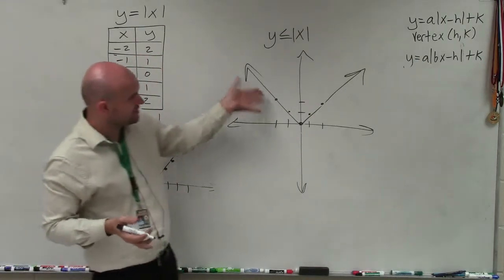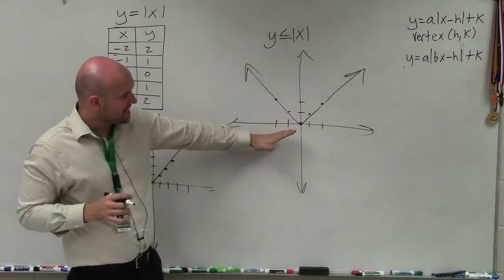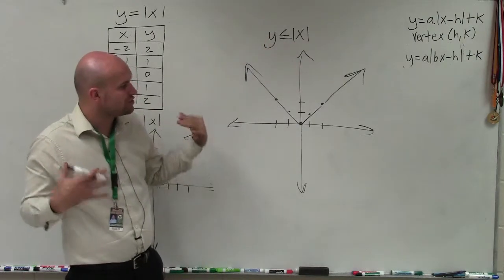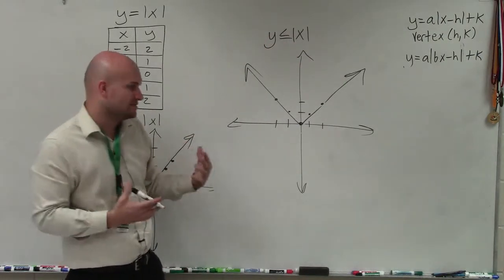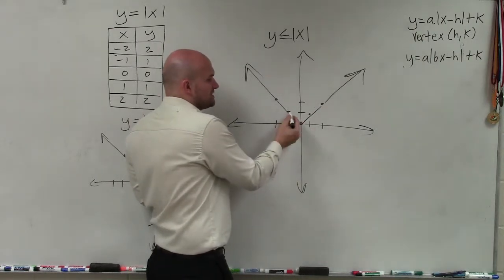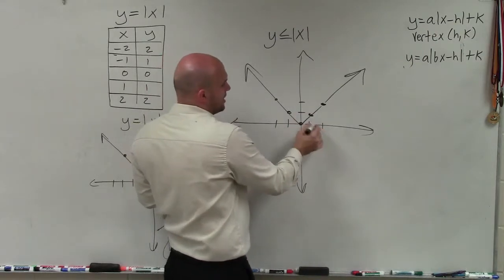Now, I do want to make sure, should this be solid? And I'll kind of explain why. The reason why this is solid is because this is less than or equal to or greater than or equal to. But if you ever want to determine does that make sense or not, the best thing to do is choose a test point. And you want to choose a test point that is on the line, let's say 1, 1.